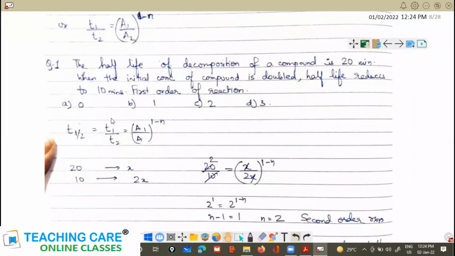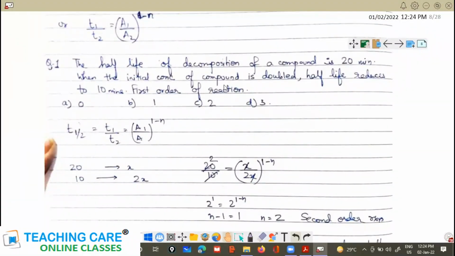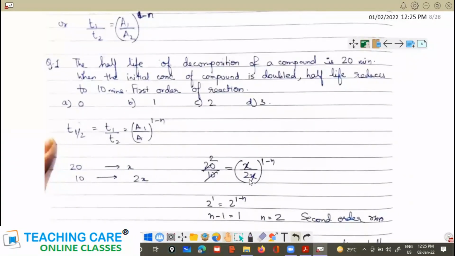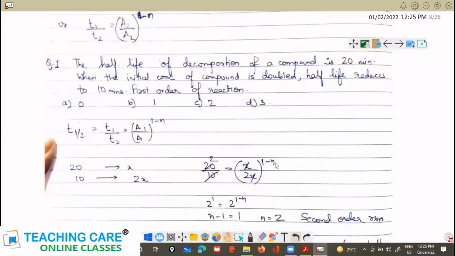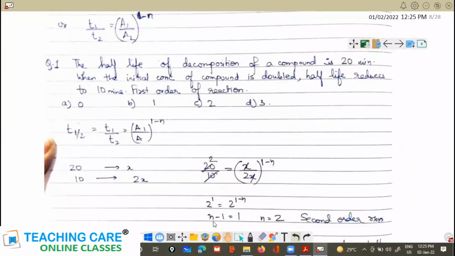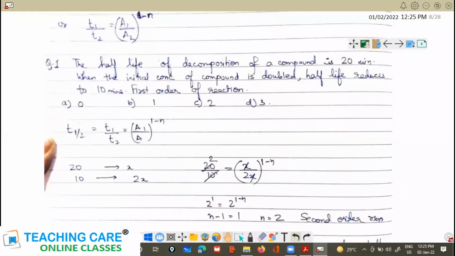See, the half-life given initially was t1, 20 minutes. That time, say the initial concentration is X. And T2 is the second time, 10 minutes, when the concentration will be doubled. The concentration of the compound is doubled, then the half-life will be 10. So 20 upon 10 is equal to X by 2X, agreed? To the power 1 minus n. When you simplify, you'll get the value of n is equal to 2. Therefore, it is a second order reaction.